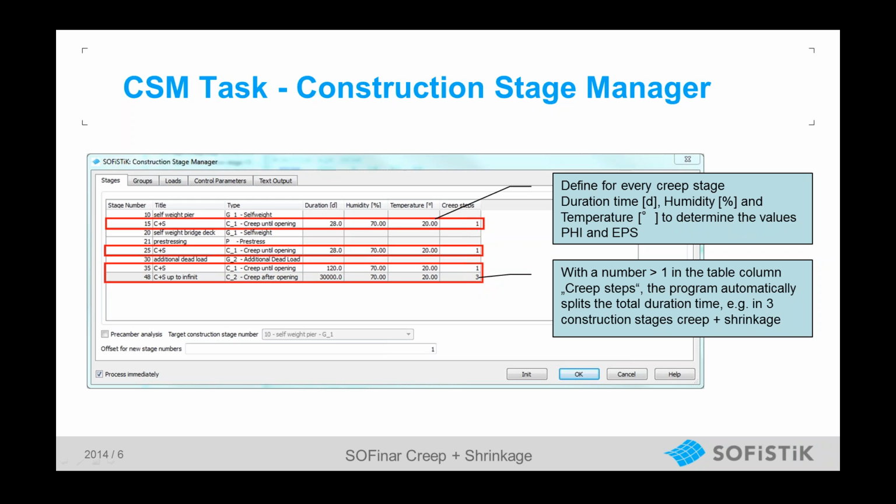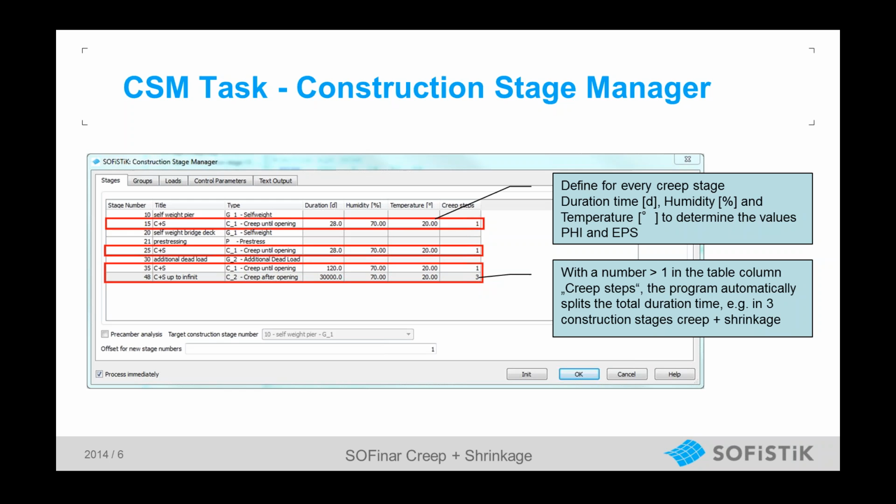The last 4 columns here in this table, you see we have a duration, a humidity, a temperature, and creep steps. So duration is very simple. That means you simply define how long this creep and shrinkage construction stage will last. So, for example, 28 days in the first creep and shrinkage step and 30,000 days in the last one, which is called 48. The humidity, which is important for the evaluation of the creep values, is set to 70% and the temperature to 20 degrees. The last column now is quite interesting.